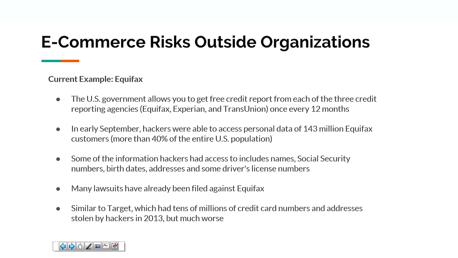So a current example that relates to risks in e-commerce is Equifax. The US government allows you to get free credit reporting from each of the 3 reporting agencies, Equifax, Experian, and TransUnion, once every 12 months. In early September, hackers were able to access personal data of 143 million Equifax customers, which is more than 40% of the entire US population.